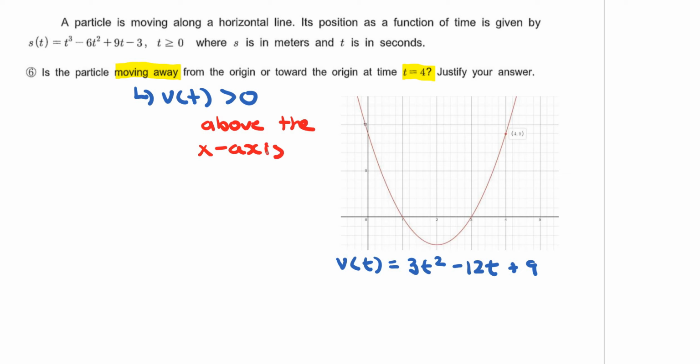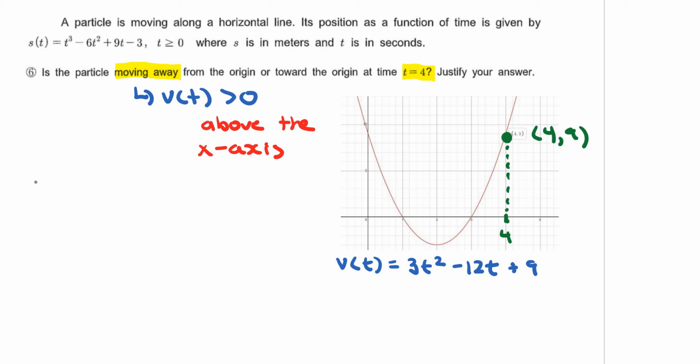Okay, so you are moving away from the origin whenever your velocity function is above the x-axis, or in this case, above the t-axis. Now, here's my velocity function that is graphed here. And basically, if I look at 4 seconds right here, clearly, if I go straight up, the coordinates of 4 are actually 4 comma 9.